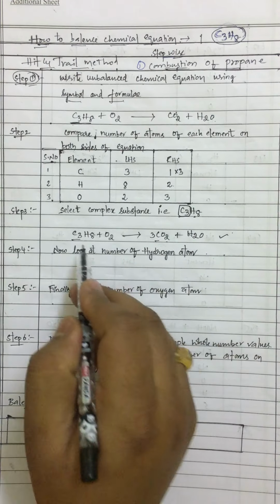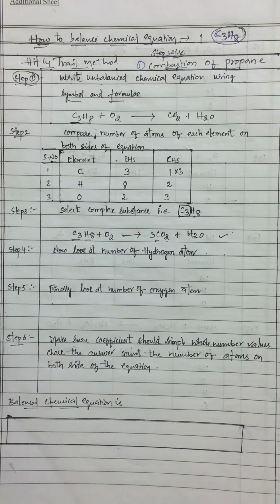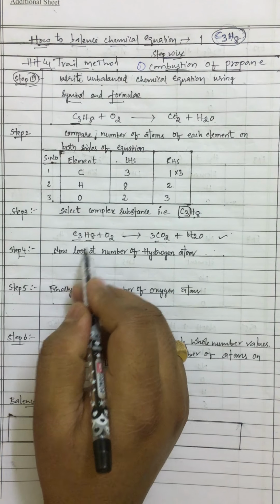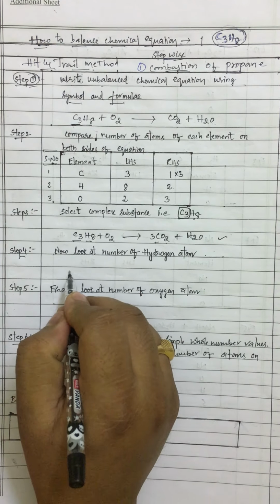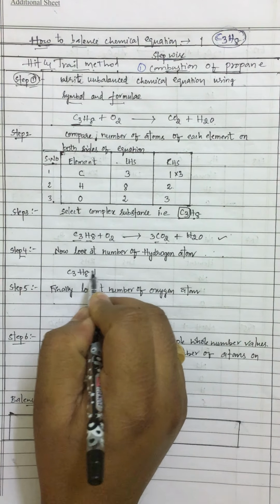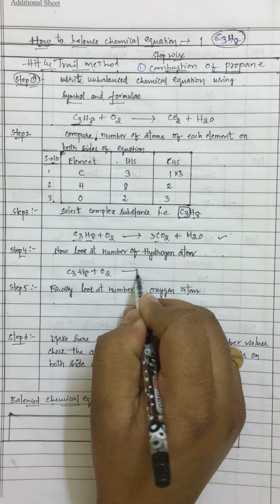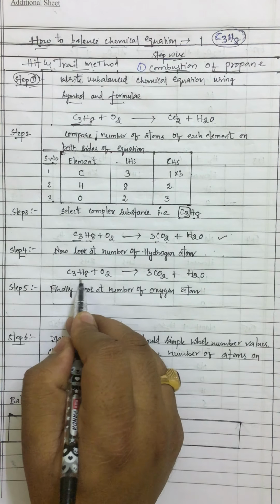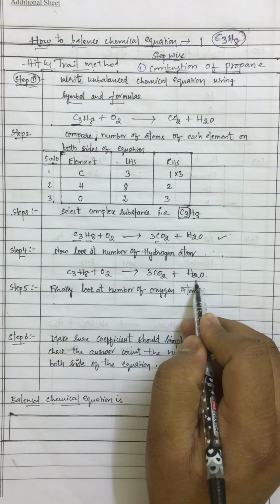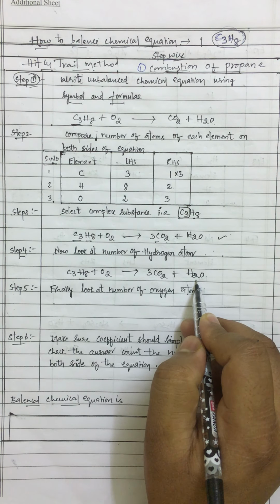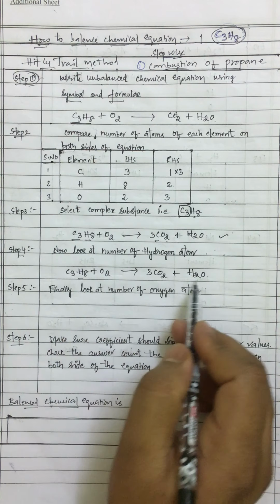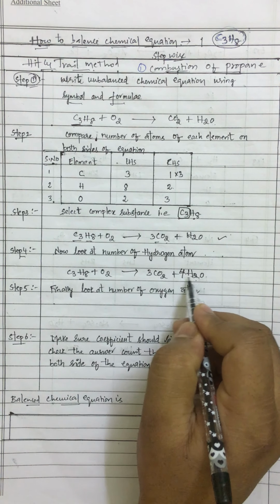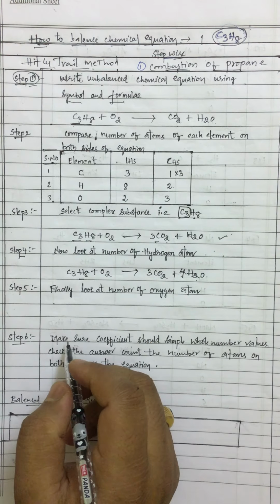After that, count the number of hydrogen atoms. So next step, now look at the number of hydrogen atoms. I will put down the equation first, then we will go for the balancing. The number of hydrogen atoms is 8 on the left hand side, 2 on the right hand side. Now we have to select a suitable number which could make them the same on both sides. If I put 4 as a coefficient before H2O, 4 2s are 8, the number of hydrogen atoms is balanced.